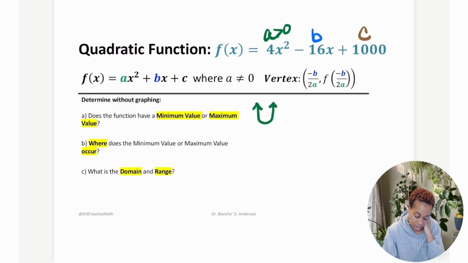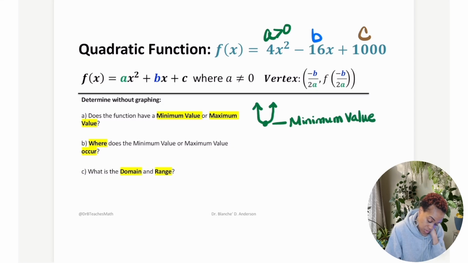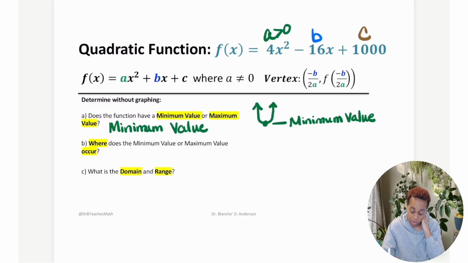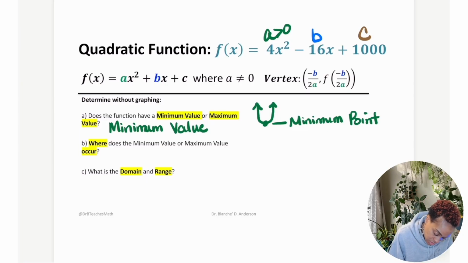So if our graph opens upwards, it's going to have a minimum, a low point or a minimum value. You'll see that? So this will have a minimum value because it opens upward. So it's going to have a low point. Now, it's going to have a minimum point. Let me change this to minimum point. At the minimum point, you have a minimum value and a location of that minimum value. Well, where does the minimum value or maximum value occur? So I'm going to circle minimum value because that's what we have.